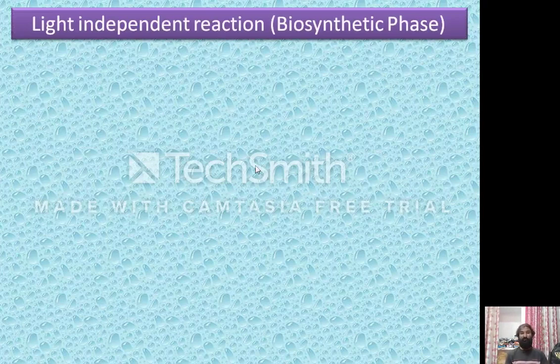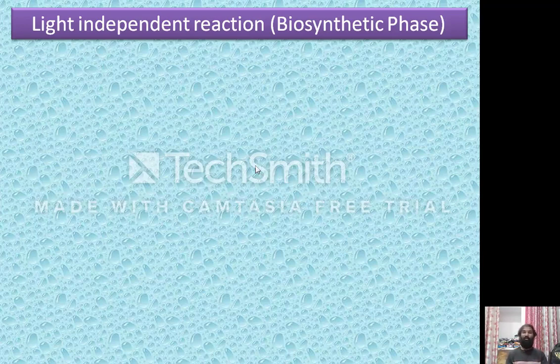which is also called the biosynthetic phase. What is it called? Biosynthetic phase. Previously this reaction was called the dark reaction. But dark reaction would mean it happens only in the presence of dark, so the name was changed to light independent reaction or biosynthetic phase. Whether light is present or absent, in both conditions this reaction takes place in the stroma of the chloroplast, so that's why it is called light independent reaction.